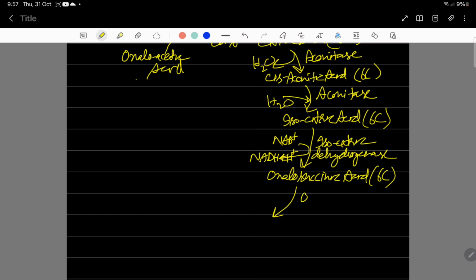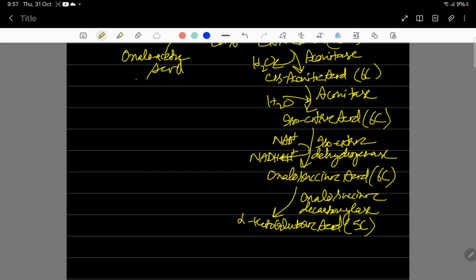Then in presence of enzyme oxalosuccinic decarboxylase, it forms alpha ketoglutaric acid, which is of 5 carbon.